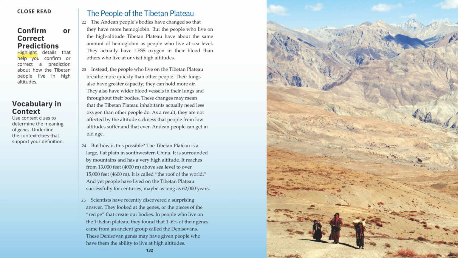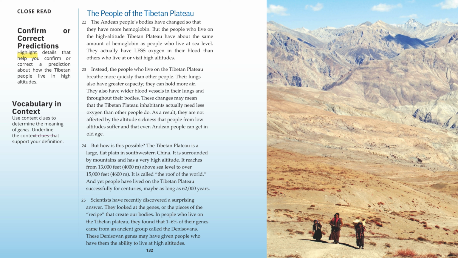The people of the Tibetan plateau. The Andean people's bodies have changed so that they have more hemoglobin, but the people who live on the high-altitude Tibetan plateau have about the same amount of hemoglobin as people who live at sea level. They actually have less oxygen in their blood than others who live at or visit high altitudes.